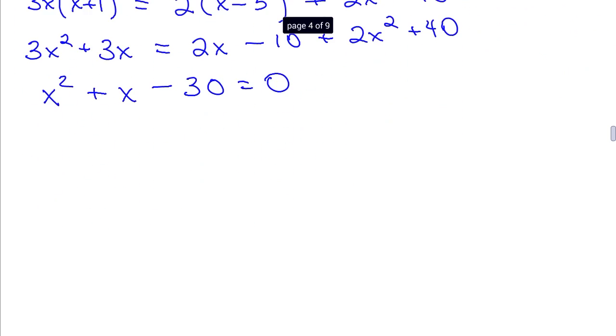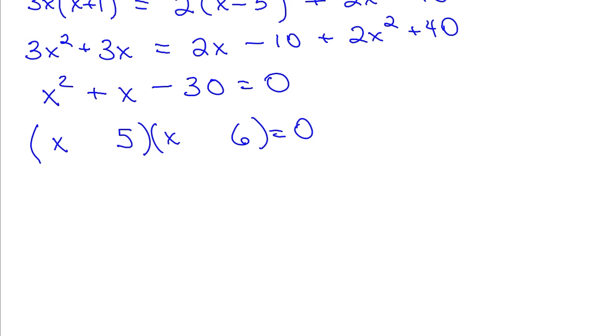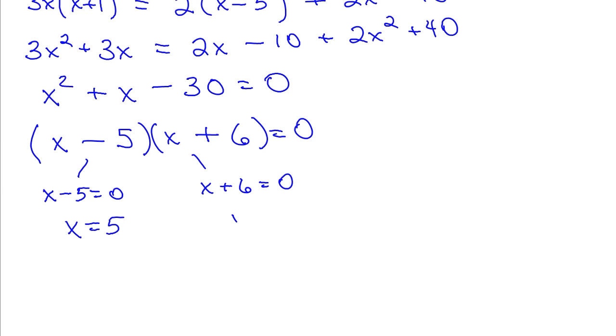This one will factor. So I'm going to set up x and x. Then what two numbers multiply to give you 30 and subtract to give you 1? That would be 5 and 6. To make positive 1x in the middle, we need a positive 6 and a minus 5. Split this up and set each factor equal to 0. And we get x equals 5 and x equals negative 6.